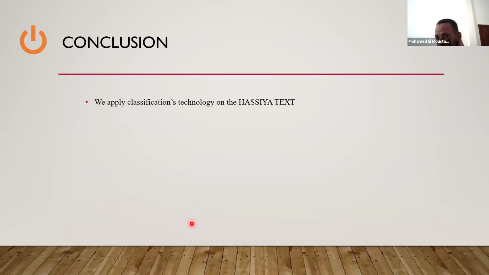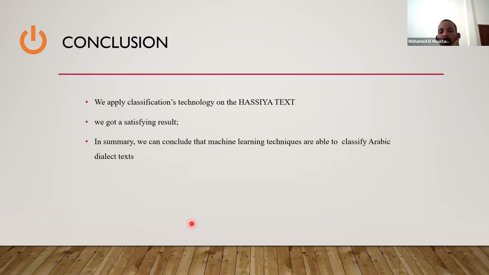In conclusion, we completed our research: we constructed a dataset for Hassaniya, which did not exist before, and we applied classification techniques on the dataset and got satisfying results. It is not a high score, but it is satisfying. We conclude that machine learning techniques are able to classify Arabic text, and also the Mauritanian dialect text.